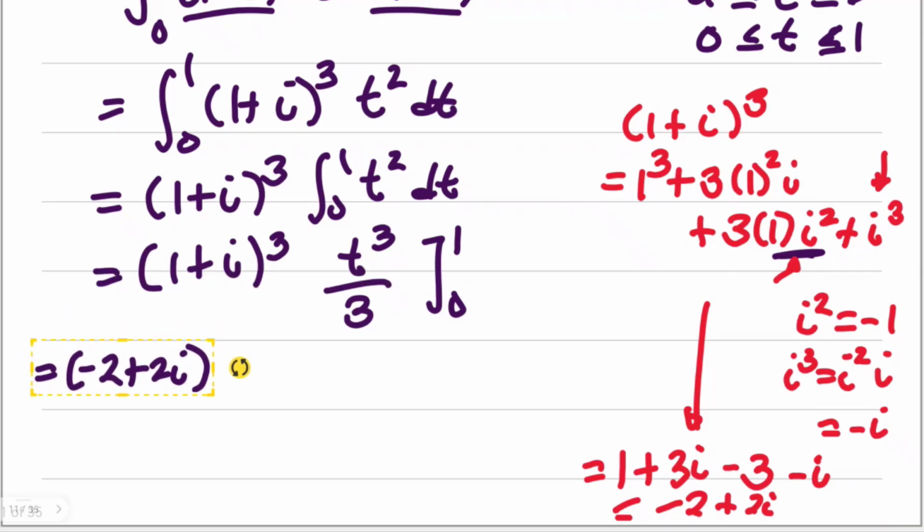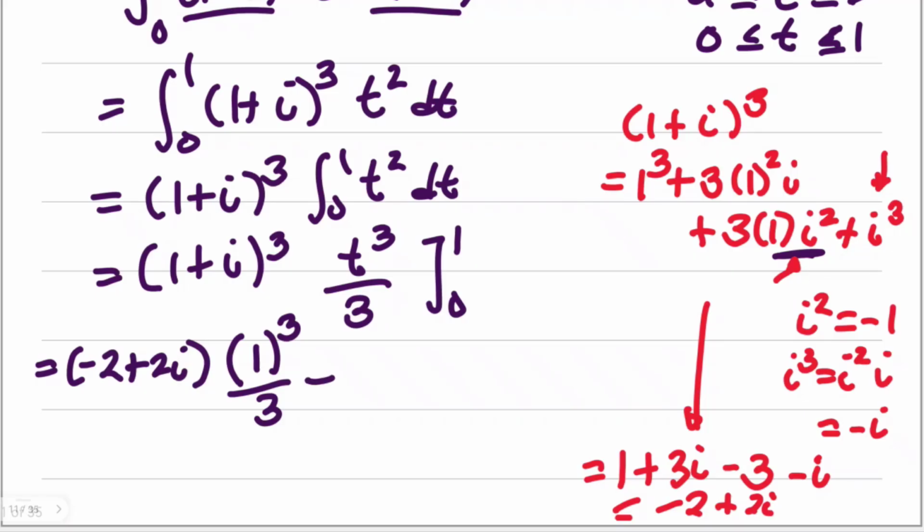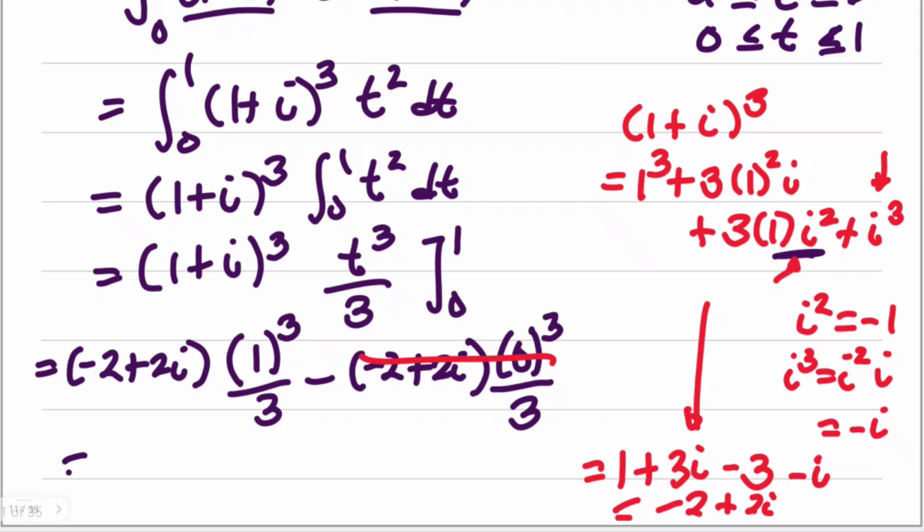Hopefully, I still have enough space. As we will apply here, by substitution, 1 cubed over 3 minus, you have here negative 2 plus 2i, 0 cubed over 3, making all of this 0. So you can have here the final answer, which is indicated by 1 cubed. So you have negative 2 thirds plus 2 thirds i.